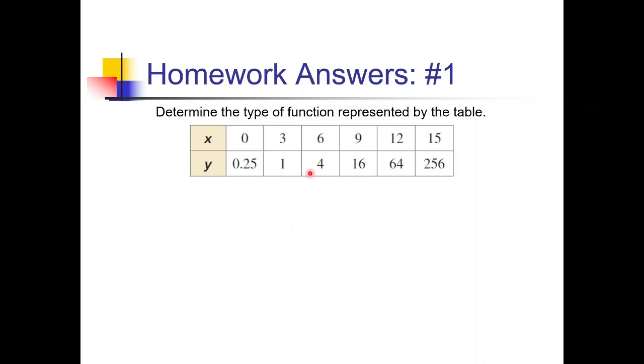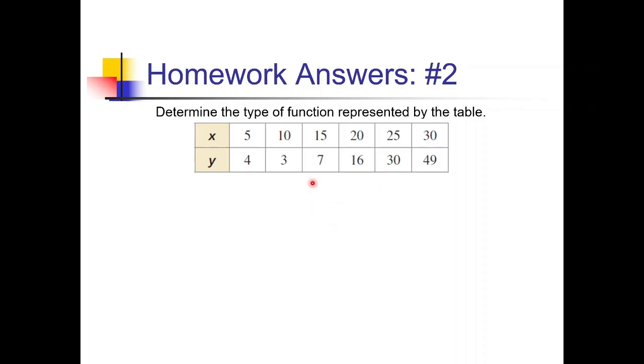For this first one, we see that if I do times 4, that gets me from 0.25 to 1. And then 4 times 1 is 4. 4 times 4 is 16. We've got 4 again, and another 4 gets us to 256. So there is a common ratio going on here. That tells us that this first one must be an exponential function.